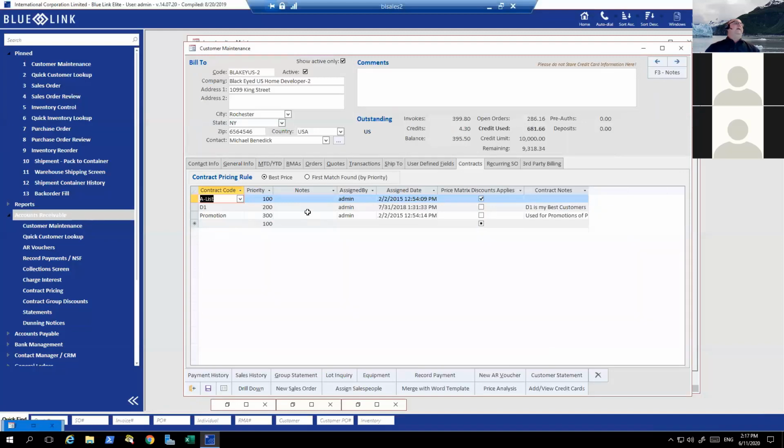A couple of things while we're in here that you should be aware of is there are 2 radio buttons. One of them says best price, and one of them says first price matched found, okay?